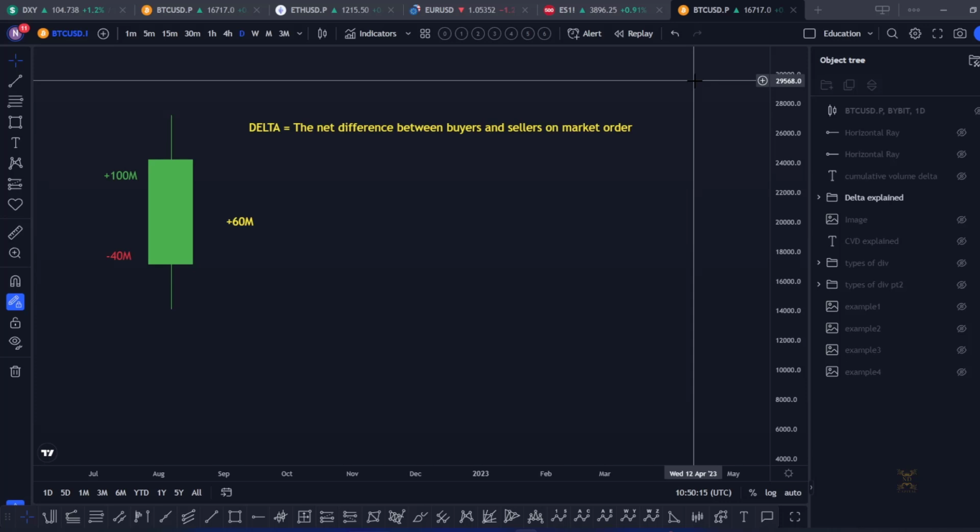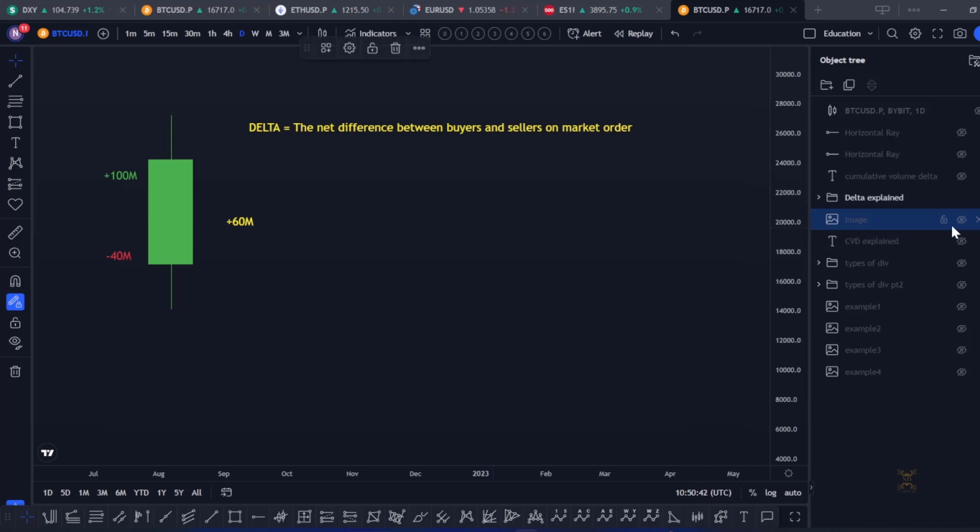If everybody on the market played with limit orders, the price of any asset wouldn't move even with one tick. You should understand that. So you should be understanding that the market order is what is moving the price of any asset. So what is the delta? The delta is the net difference between buyers and sellers on market order.